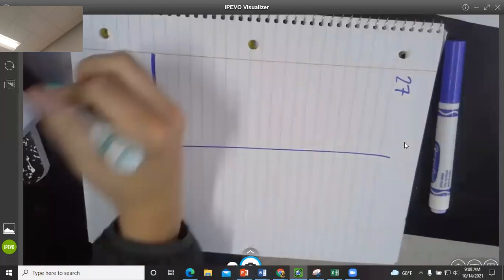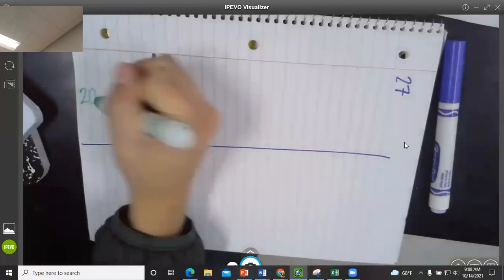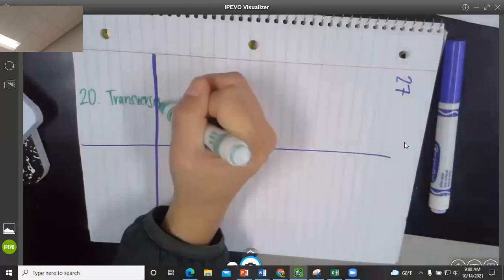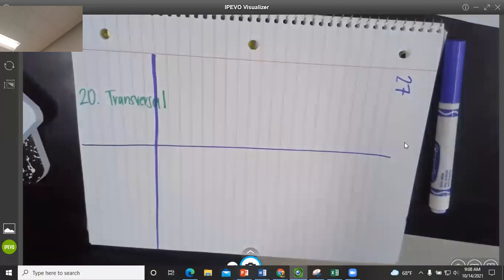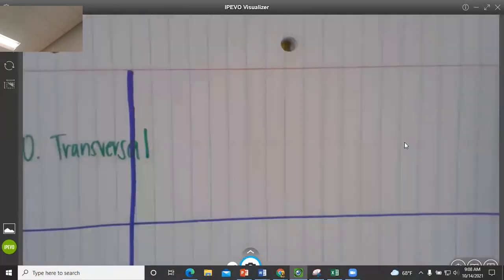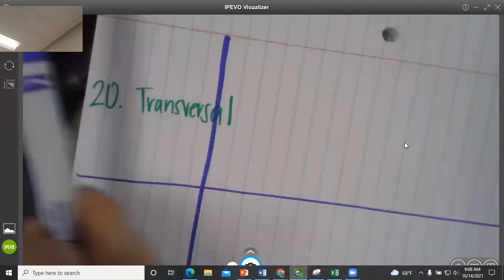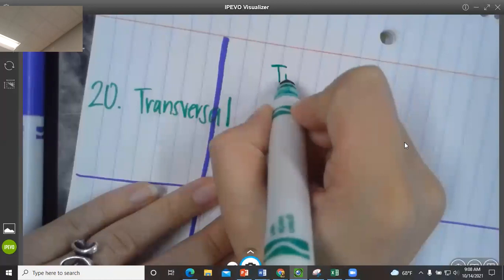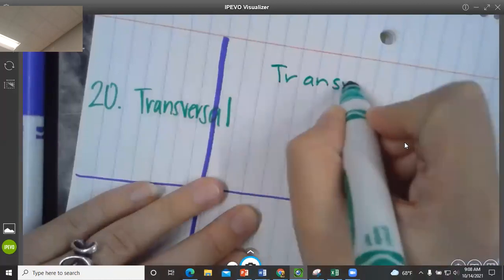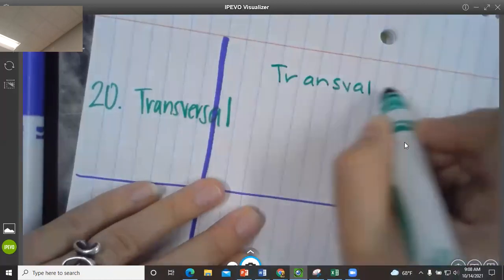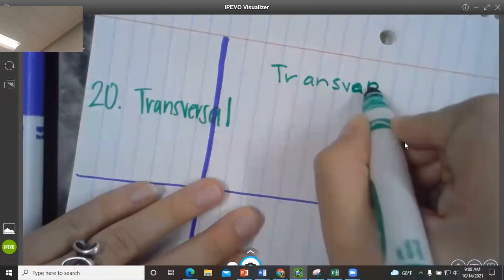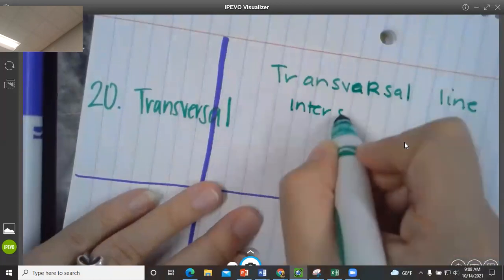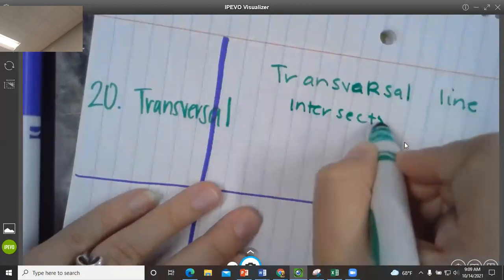Okay, number 20 is transversal. So if you did the exit ticket last time, then you drew a transversal line really without me telling you what a transversal was. So transversal, I just misspelled that. Transversal line. All it does is intersect 2 lines.